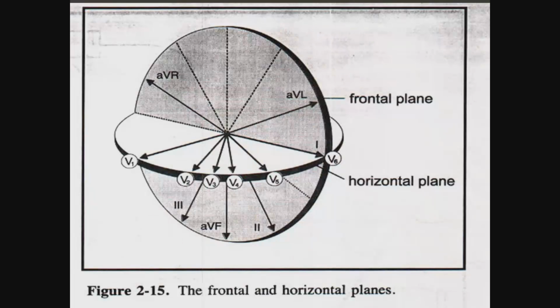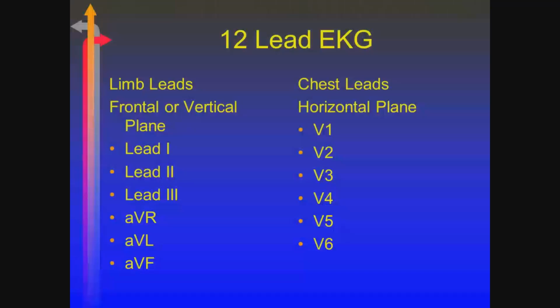So lead 1, lead 2, lead 3, and your augmented voltage leads are all in the frontal plane. The chest leads, V1 through V6, are in the horizontal plane. Put them all together, we get our 12 lead. Yahoo!